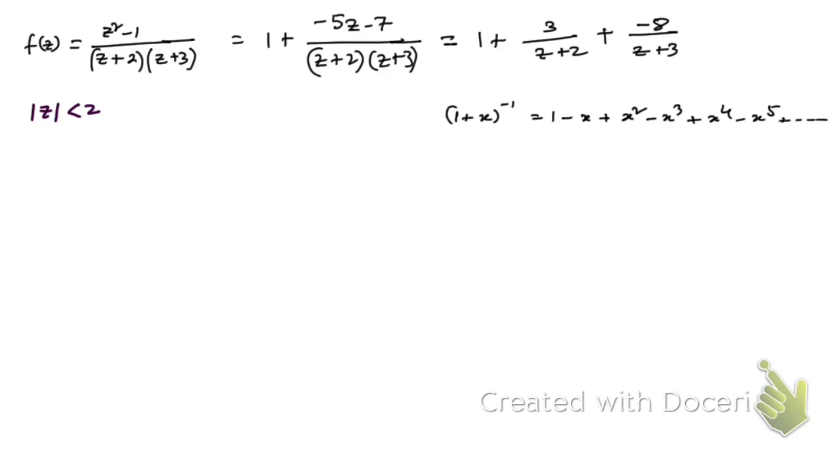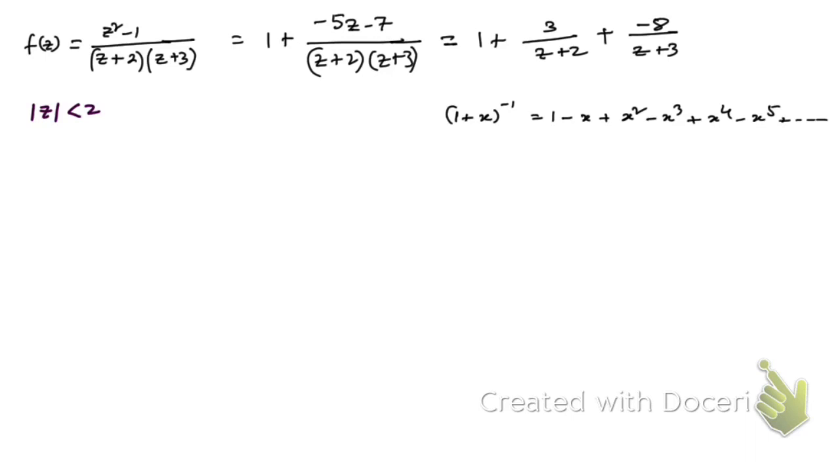So here, to apply this identity, we need to express this denominator in the form 1 plus x, where mod x must be less than 1. It doesn't mean that x is always less than 1, but in order to express this function in a Laurent series, we need to arrange this denominator in this form such that mod x is less than 1. So hope you have understood this.